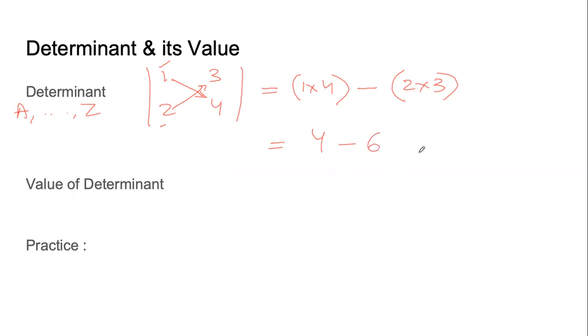Once again, we need to understand integers. 4 minus 6 is minus 2. So we can say that if this determinant is A, then the value of A equals minus 2. That means A equals minus 2. As simple as that.